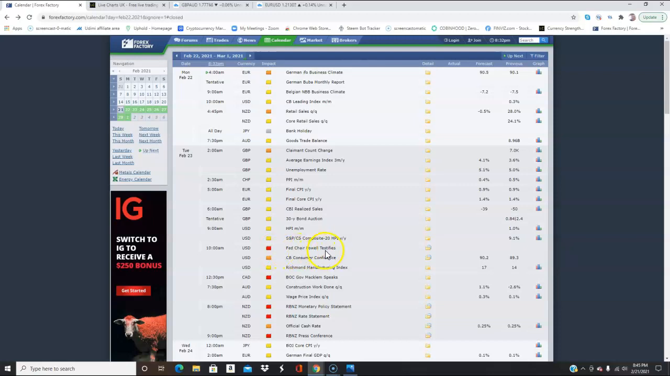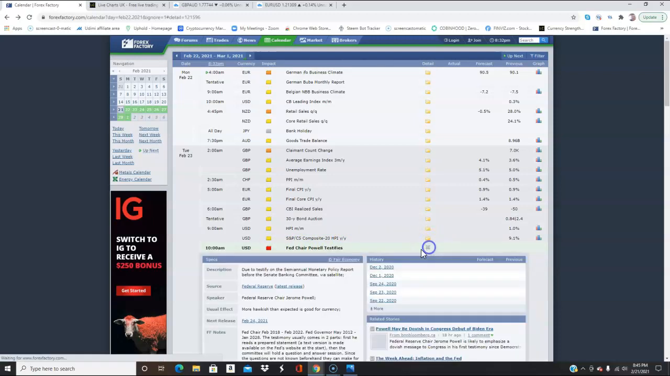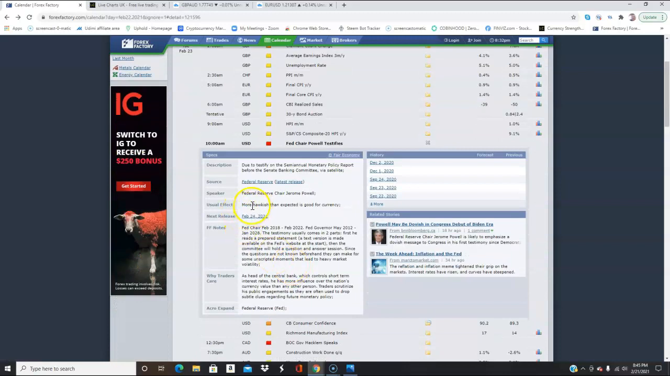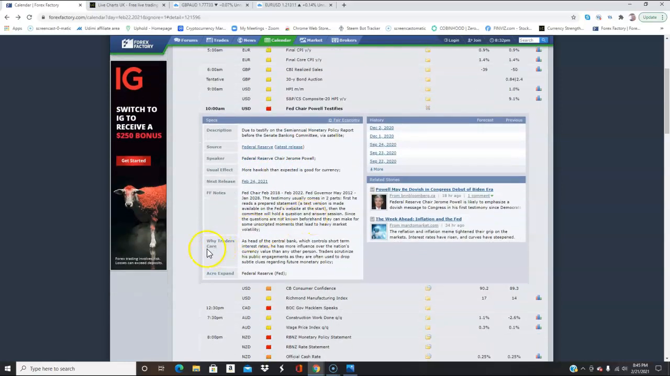So for this one, Fed Chair Powell testifies. We're going to click on the middle folder here and see what's going on. It's going to tell you the usual effect: more hawkish than expected is good for the currency, right? And then down here, why do traders care? We can see as head of the central bank, which controls short-term interest rates, he has more influence over the nation's currency value than any other person. Traders scrutinize his public engagements as they are often used to drop subtle clues regarding future monetary policy, right?